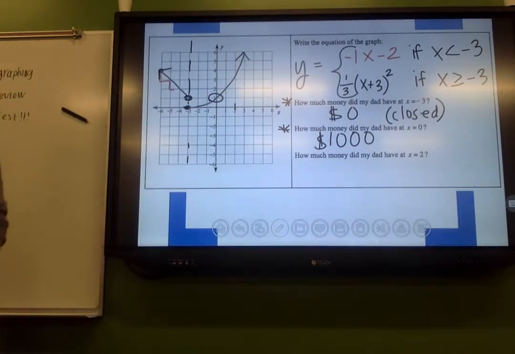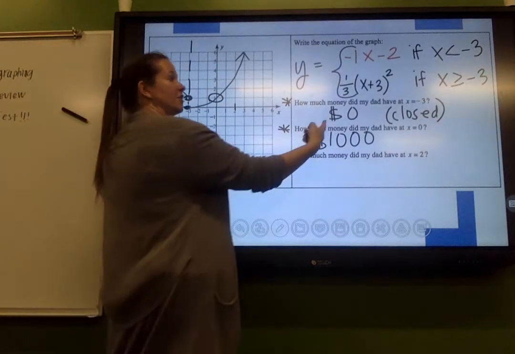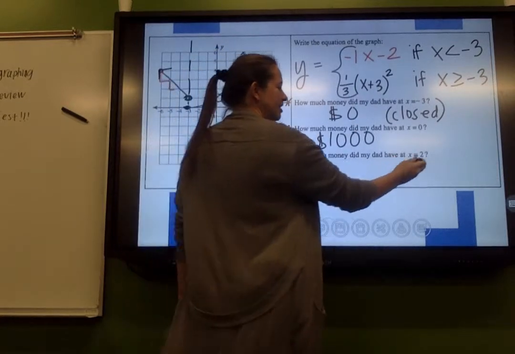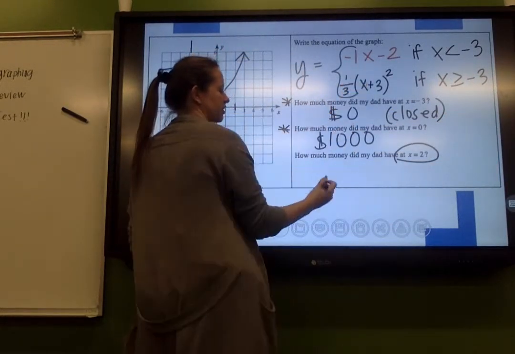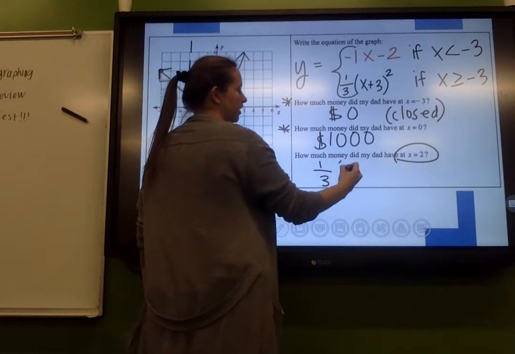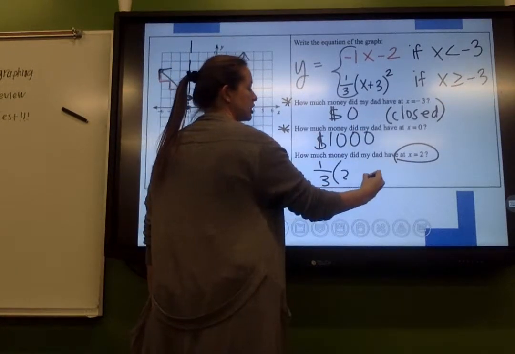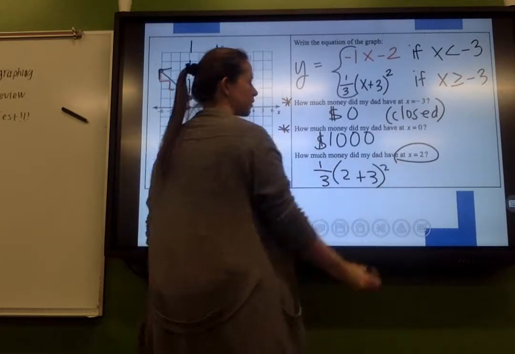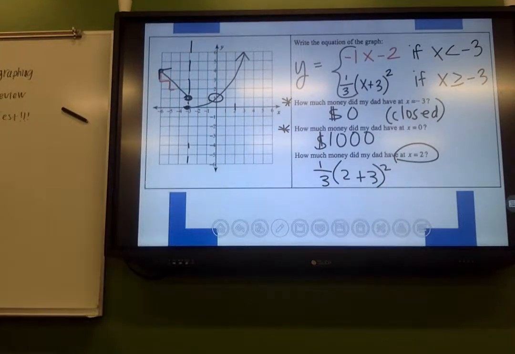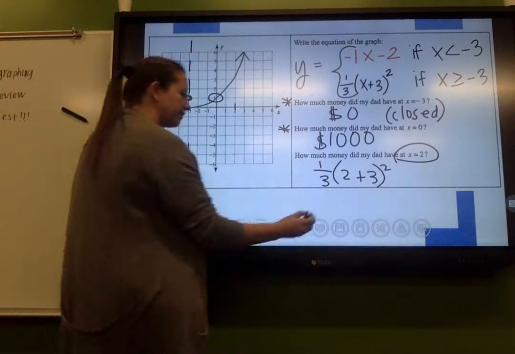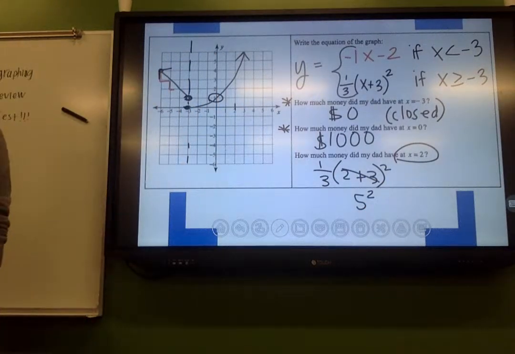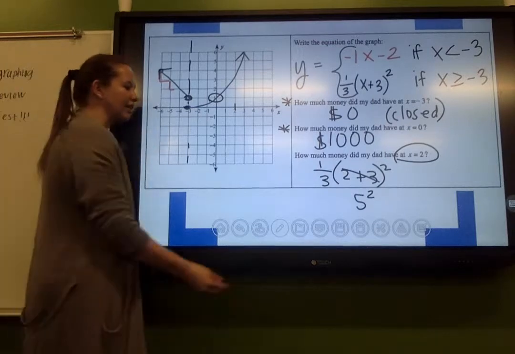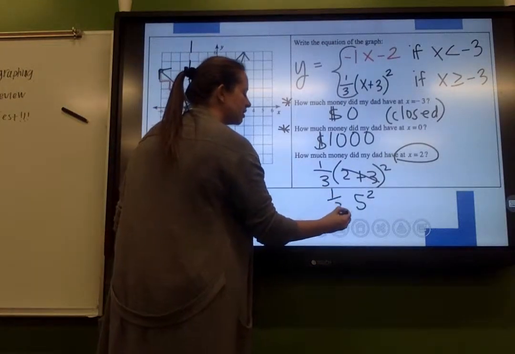It's not perfect. So maybe we could use our handy-dandy equation. So x equals 2, that's when x is greater than -3. So I'm going to use this equation right here. So plug it in. 1/3, and instead of x, we're plugging in 2, plus 3, squared. Let's see what we get. So do the 2 plus 3 first, which is 5. What is 5 squared? 5 times 5, 25. Good. And then finally, can you take 1/3 of that?